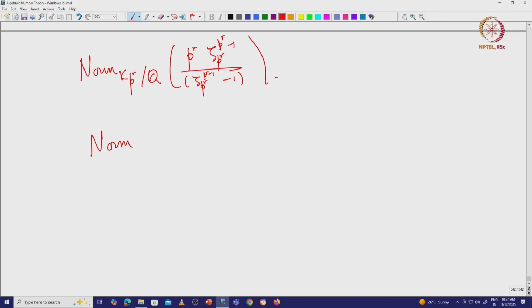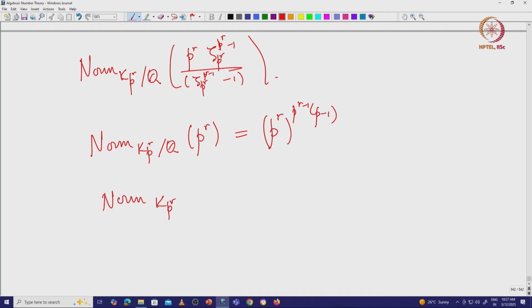Okay, so if you look at the norm from K_{p^r} over Q of p^r, then this is simply (p^r) to the power p^{r-1}(p-1), and the norm from K_{p^r} over Q of ζ_{p^r} to the power p^r minus 1. This thing is simply 1, because this is 1 to the power p^r minus 1.